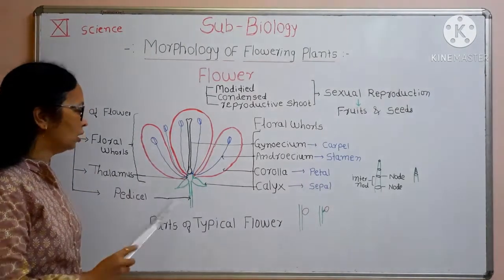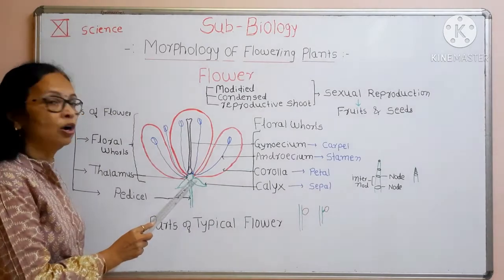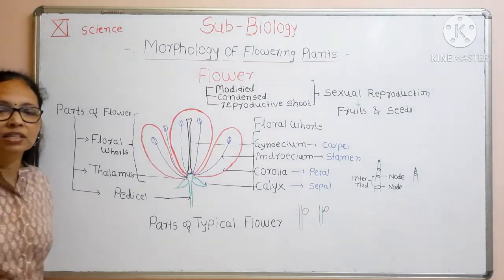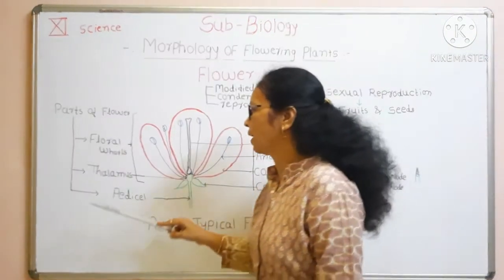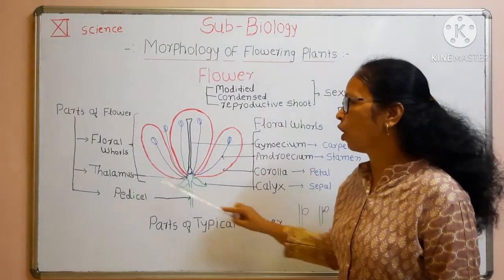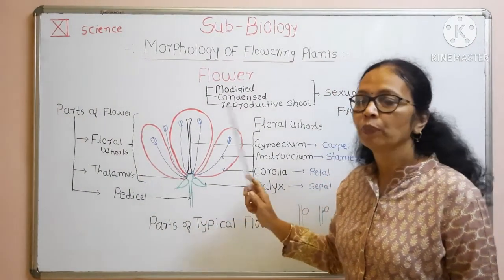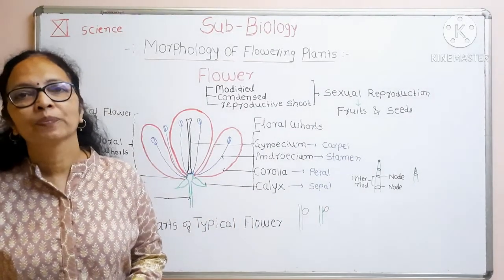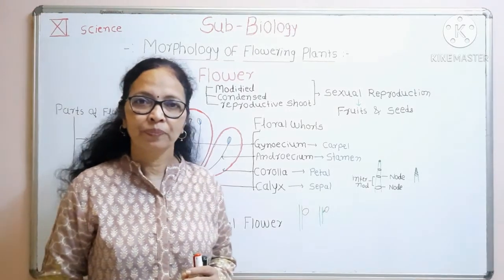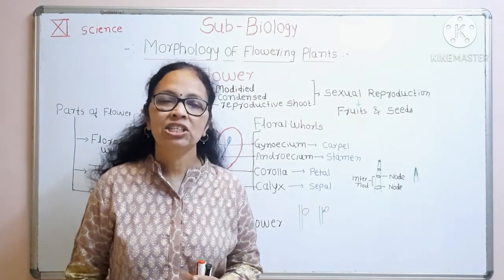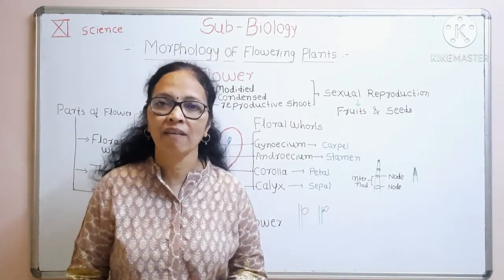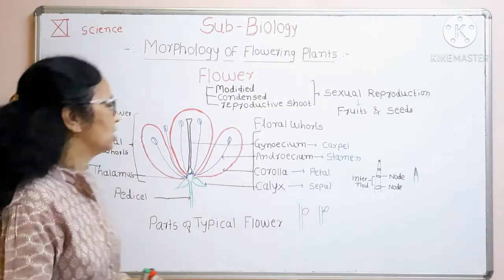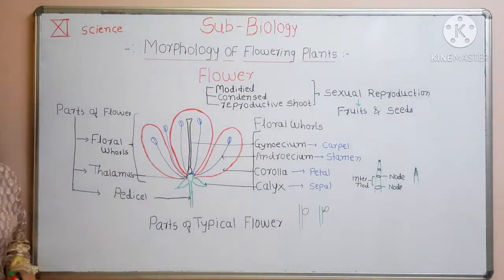So on the upper surface of pedicel, there is a flattened or condensed portion present, called as a thalamus. This thalamus is also called as a torus or receptacle. So the shape of the thalamus is conical or elongated or cup shape or dish shape. For example, dish shape, the sunflower; cup shape, the rose; elongated, the China rose, etc. Means the shape of the thalamus is variable.